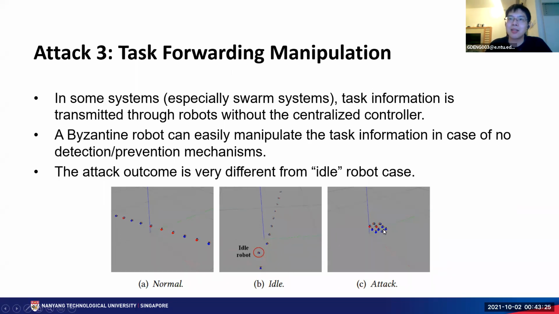But in case that the adversary robot launched the attack, it can easily introduce another task into the system, for example, to aggregate and form a circle. This can result in very different workload execution outcome, and the attack is successful.